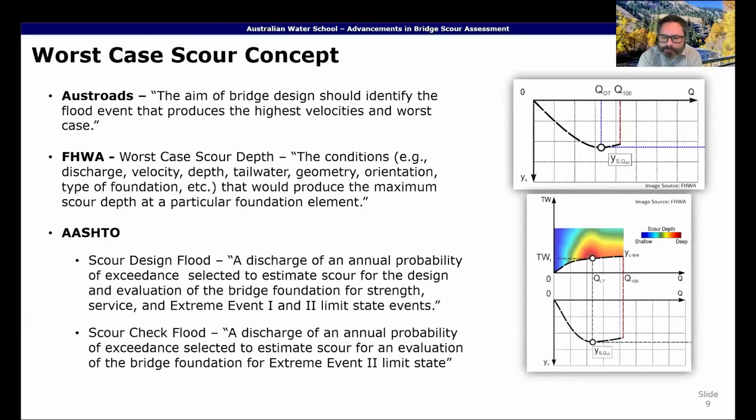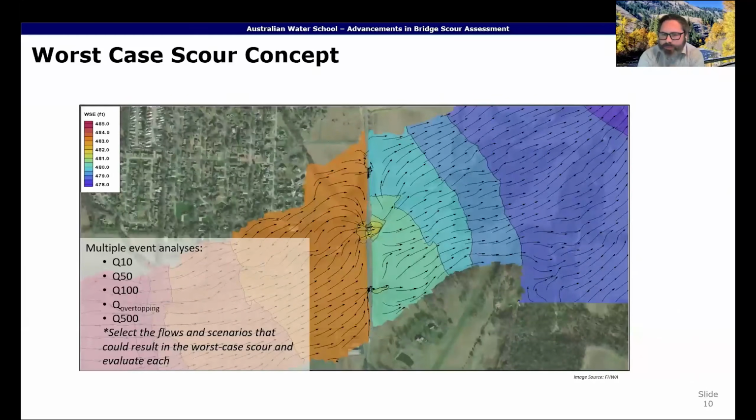NCHRP uses terms such as the scour design event and the extreme flood event, whereas Federal Highways and AASHTO use the terms scour design flood and scour check flood. But ultimately, within these three documents or agencies that are providing scour recommendations, they all use that concept of worst case scour. So actually, as mentioned in the previous slides, this is just another example.